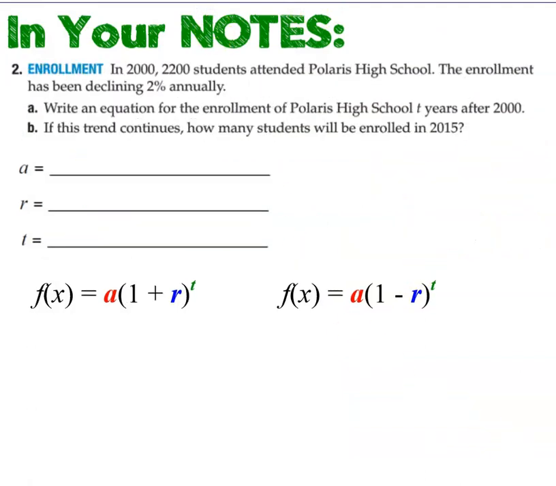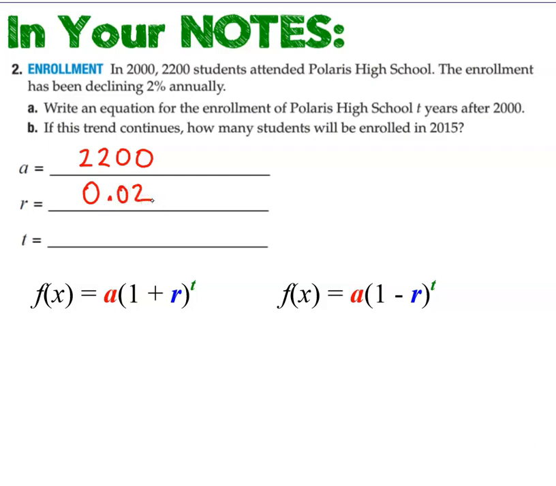All right, let's take a look at another one. In 2000, 2,200 students attended Polaris High School. The enrollment has been declining 2% annually. So this is a 2-part question. The first one asks you to write the formula. The second part then asks you to evaluate it. So let's identify our variable terms. 2,200 initial students.